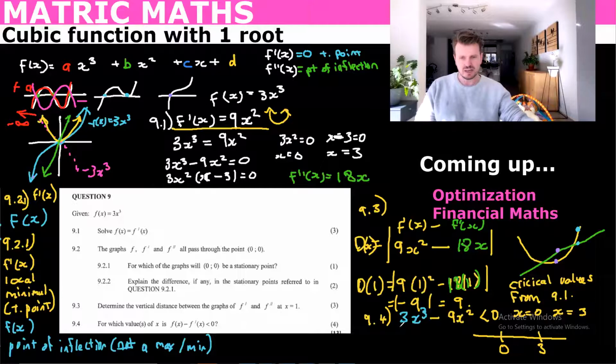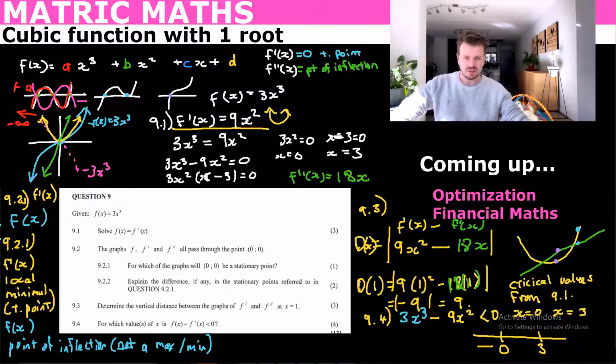So if it was, say, negative 100, well, we can just put it into our calculator, but I'm not going to. Say x was negative 100. Well, negative 100 cubed is just negative 1,000,000. And so it's definitely going to be negative where it's below 0.